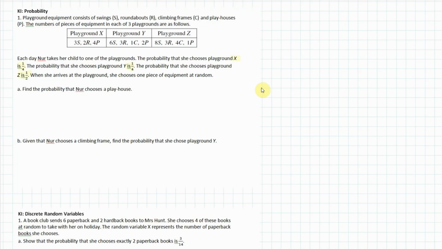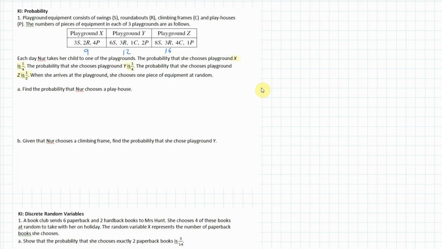Well, how do we get a playhouse? Well, first of all, the equipment. How many pieces of equipment have we got in each playground? So playground X, we've got 9 pieces. Playground Y is 12 pieces, and we've got 16 pieces in playground Z.